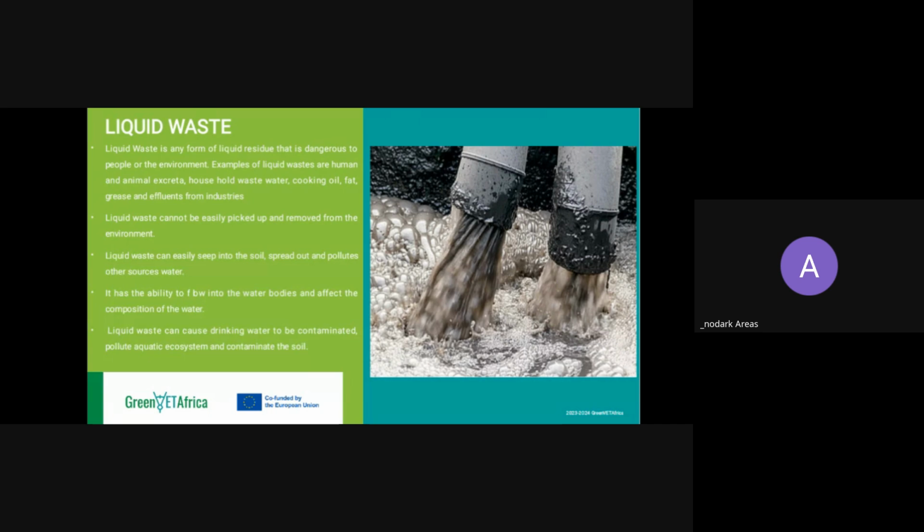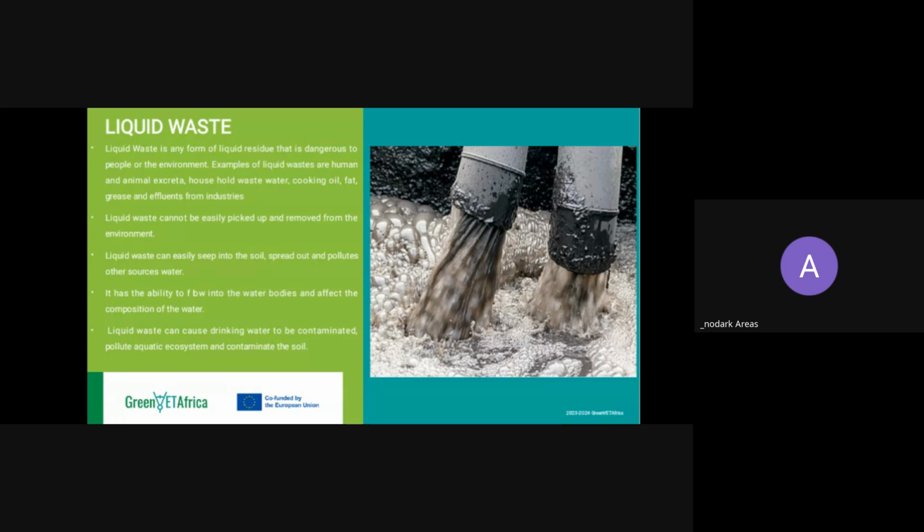You can see the picture there. When this kind of effluent gets into water bodies, they contaminate the water and they are so hazardous to the marine life in the water. And most times we end up fishing from contaminated rivers and consuming those fishes, thereby creating a hazard for humans as well. So liquid waste cannot be easily picked up and removed from the environment. That is one thing that makes it dangerous.